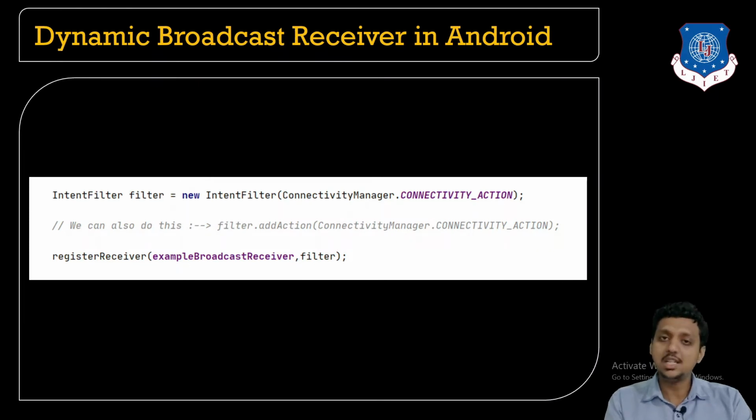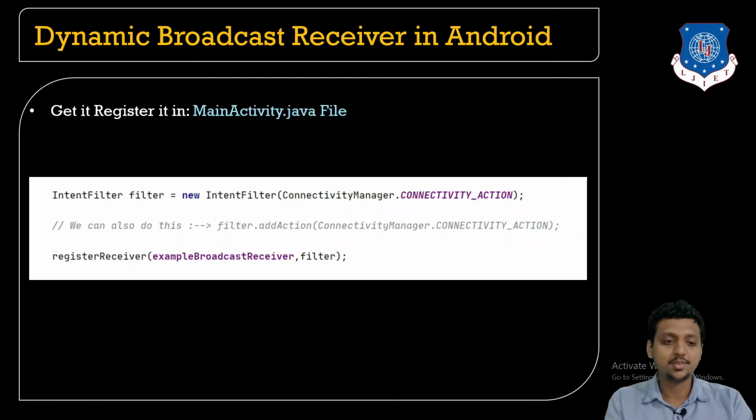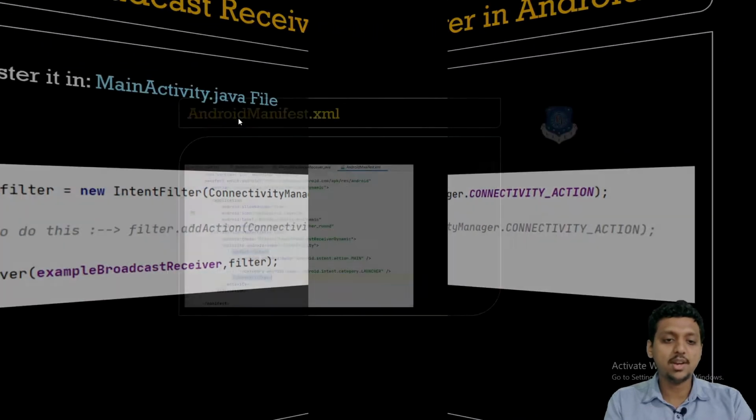As you know, in a static broadcast receiver, we need to register our broadcast receiver inside the Android manifest file. But in the dynamic method, we need to register it inside the class by using the IntentFilter new filter. This is a method which is going to be used to create the filter action, and registerReceiver is going to be used to register the receiver. Now, get it done: register in the MainActivity.java file.